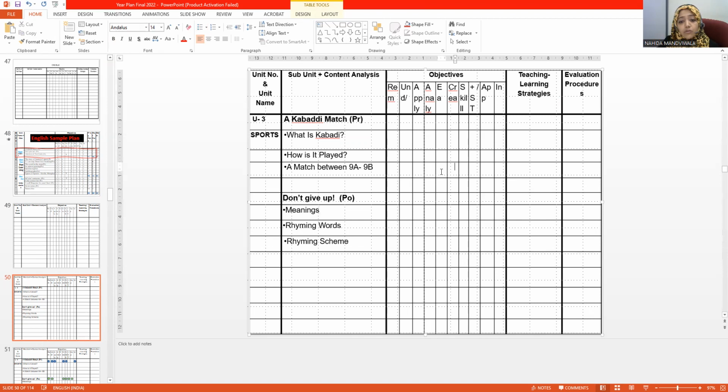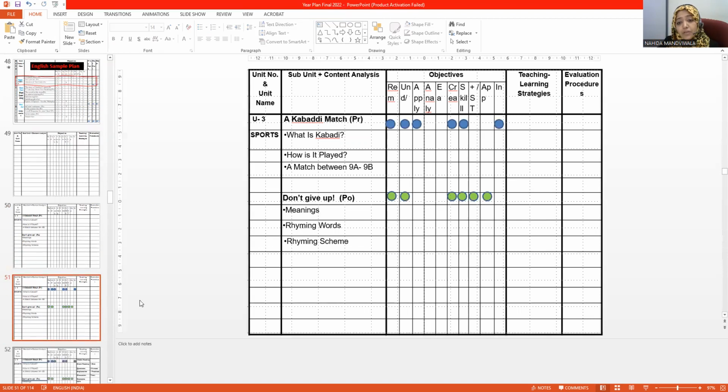Okay, now we come down to the next aspect, and the next aspect is to identify the objectives. So under Kabaddi match, these are my objectives that I will achieve. So I have very quickly just jotted those points. I have just put a tick or I put a circle or whatever I want to do, I'll do over there such that it indicates that these are the objectives that will be achieved when I'm teaching this particular chapter. Same with Don't Give Up.